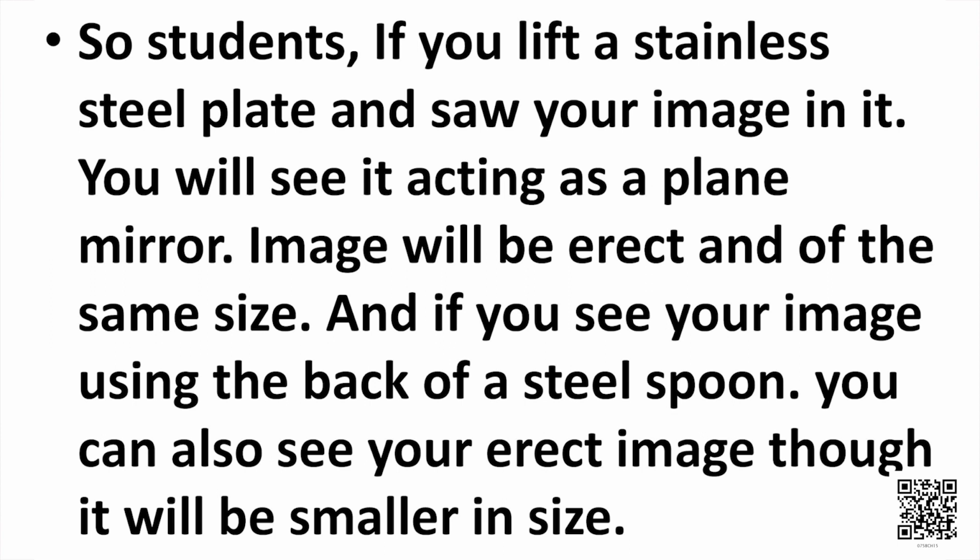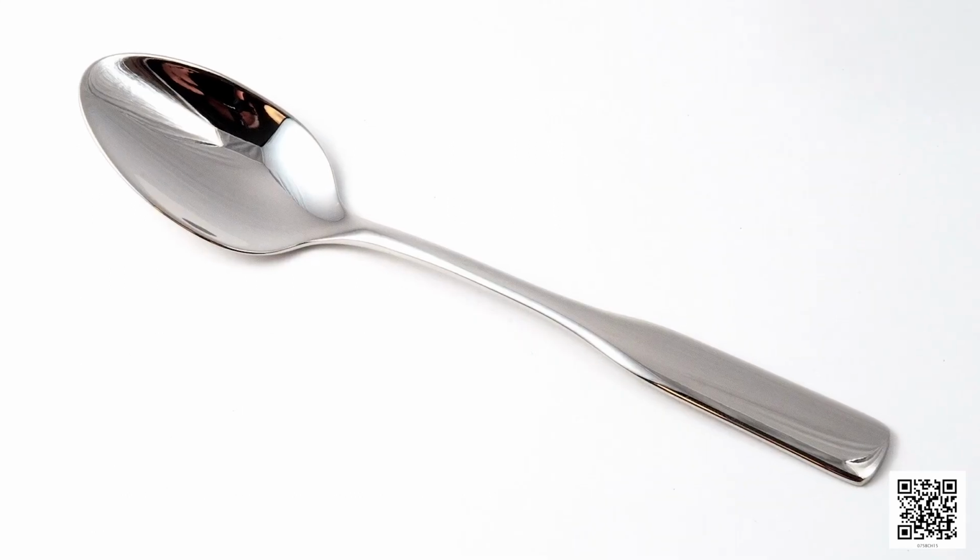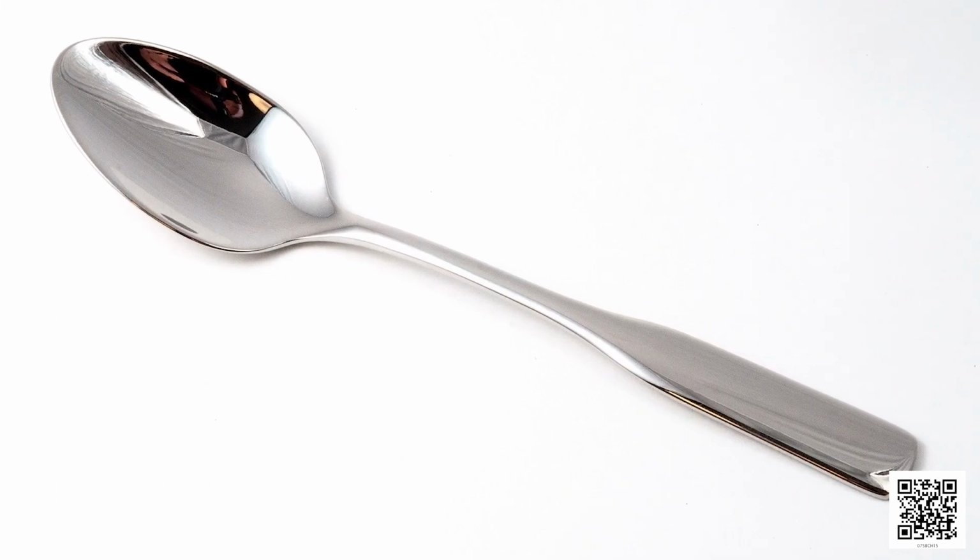And if you see your image using the back of a steel spoon, you can also see your erect image through it, and it will be very much smaller in size. So students, we can say that the spoon also acts as a mirror of some kind. Now you can also use any curved shining surface to see your image. Let us perform this Activity 15.5 and understand more.